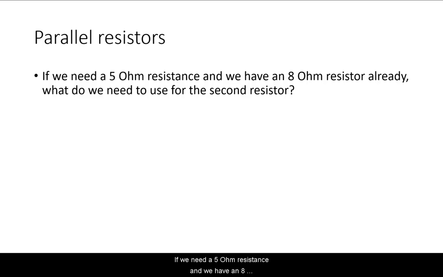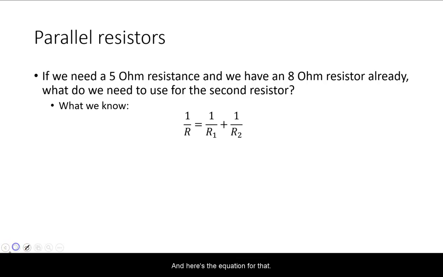If we need a 5 ohm resistance and we have an 8 ohm resistor already, what do we need to use for the second resistor? Let's think about what we know about resistors. The only way to decrease the resistance is to add a resistor in parallel, and here's the equation for that.